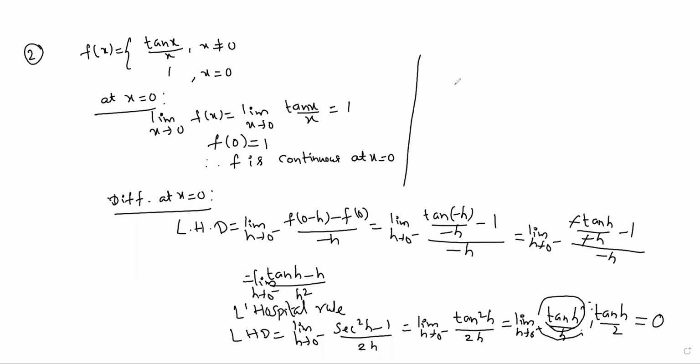Similarly, if we take the RHD also in the same manner, the right hand derivative will also be 0. Same method we will do. The formula will apply: left hand derivative equals right hand derivative. Therefore, f is also differentiable. That's why the given function f of x is both continuous and differentiable at x equal to 0. That's why option C is the correct one.